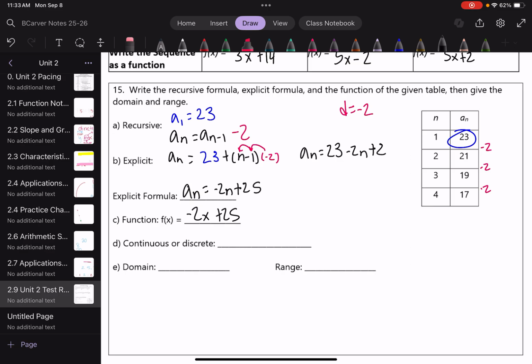Because this is a sequence, it is discrete. We've only been given the values 1, 2, 3, and 4 for our x values, which are term numbers. And then the actual terms themselves are 23, 21, 19, and 17.